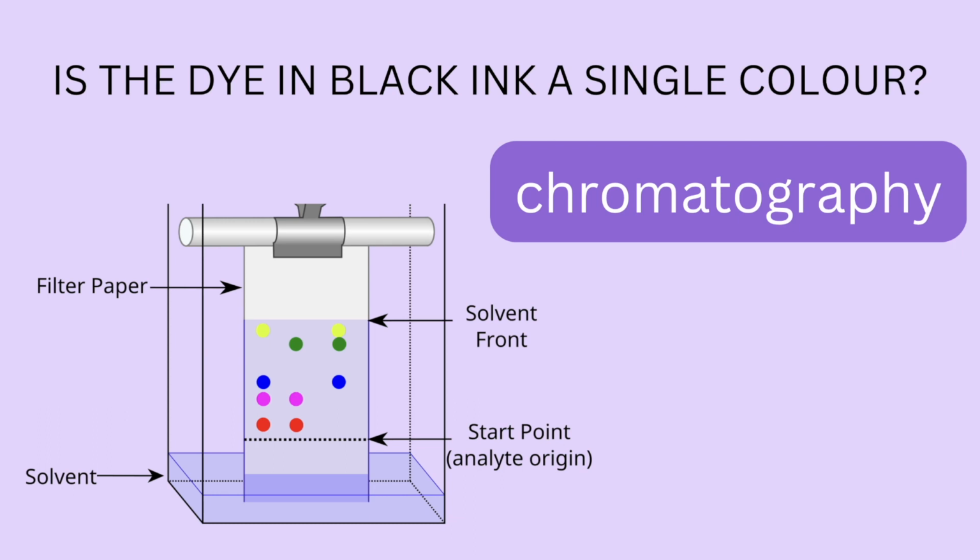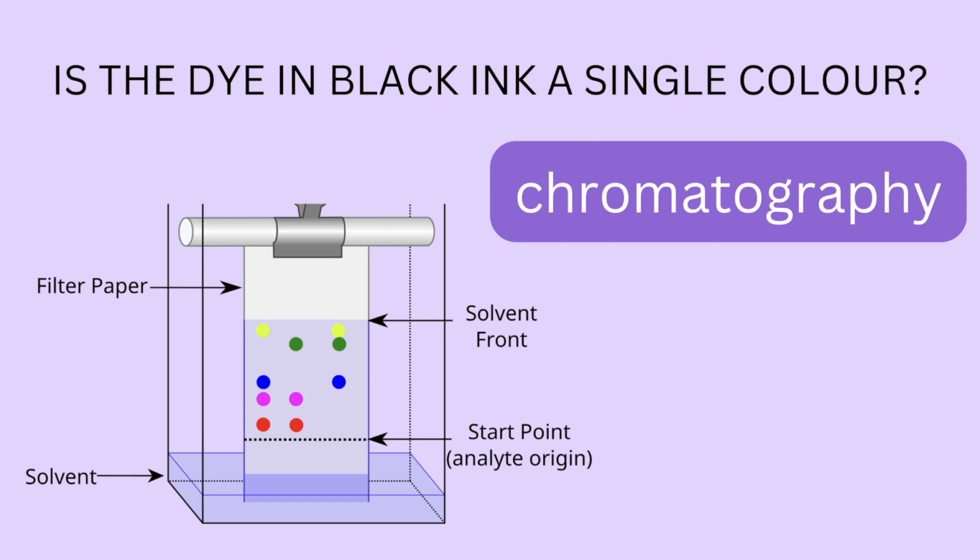The next method, here we are going to do an activity where we are going to separate the different colors present in black ink. So let me first tell you the apparatus. You have a vessel in which you have some water, and water is going to act as a solvent here. Now you are going to take a filter paper and you are going to place a point of black ink in there, and you are going to hang this filter paper with the help of a clip into this vessel.